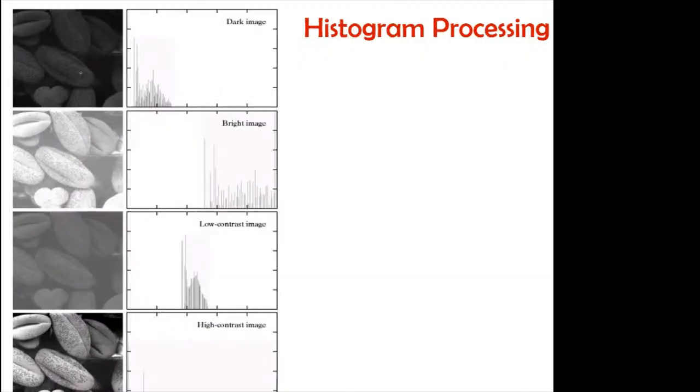Most of the pixels are near intensity level 0. You can see the histogram of this image. That histogram has intensities only from here to here, they are visible, and there are no pixels beyond this.